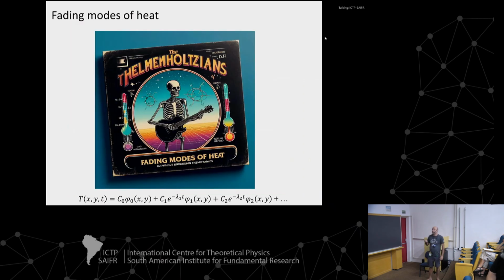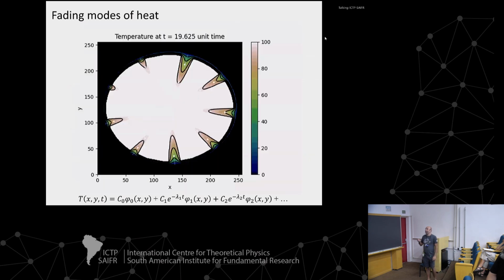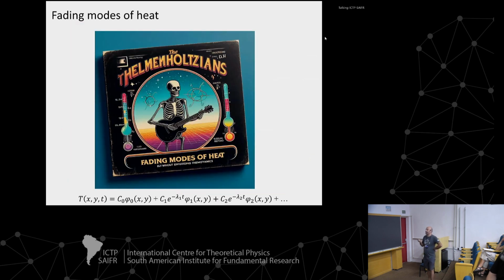How does that work? Well, I call these fading modes of heat, and it reminded me of progressive rock albums, so I actually asked ChatGPT to produce it. I really want to listen to this, but it doesn't produce music yet, just the images.